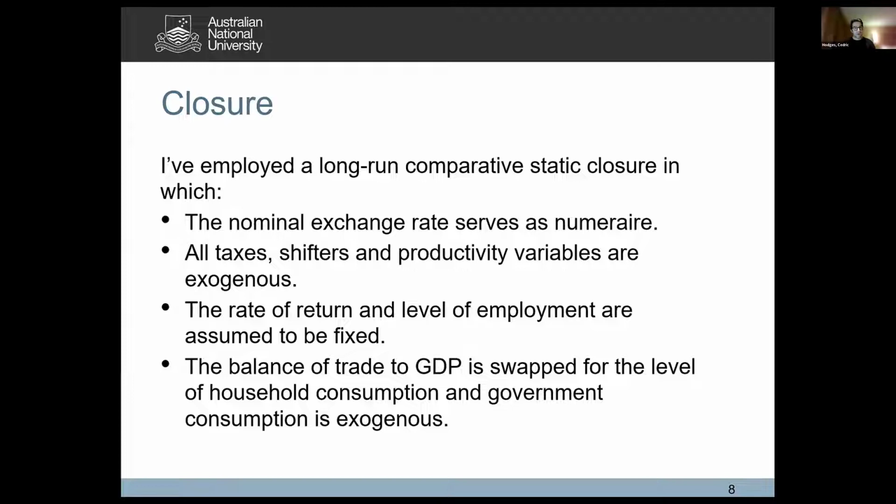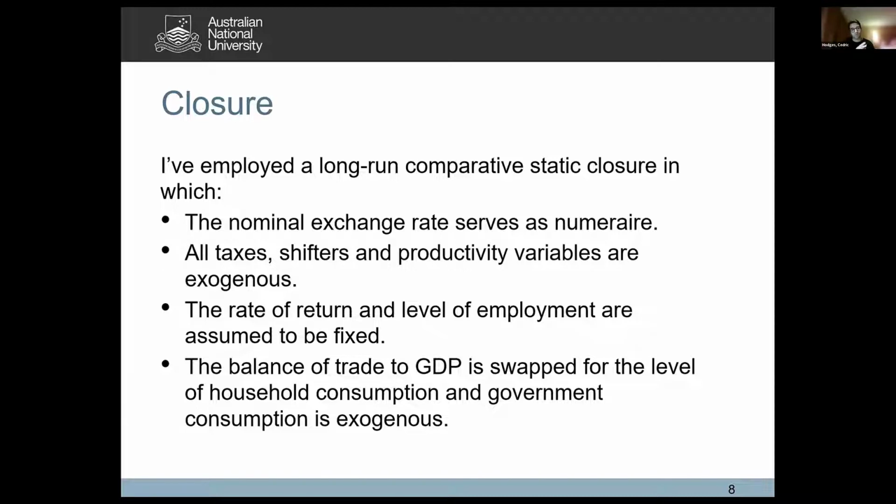The model I'm using at the moment, and this might change subsequently, is comparative static. And so rather than describe a bunch of baseline assumptions to you, I'll just go through the closure, which itself is a pretty standard closure, I'd imagine, for long run analysis, whereby the nominal exchange rate, noting it's a single country model, serves as the numeraire. All taxes, preference shifters and productivity variables are exogenous unless they're otherwise swapped out for a simulation. The rate of return on capital is exogenous, and the capital stock can adjust, and that's a long run assumption.